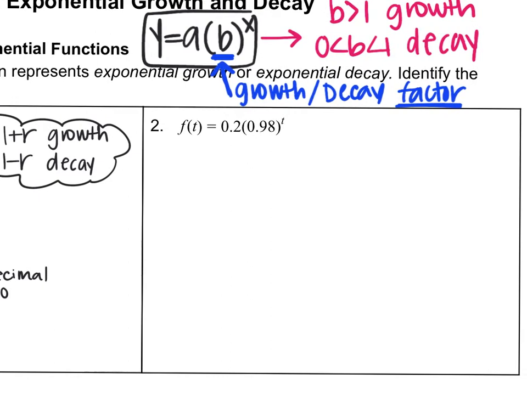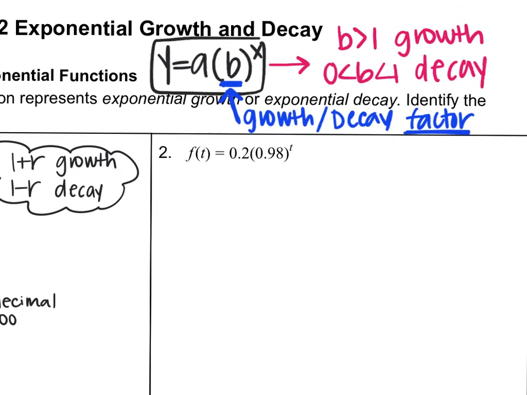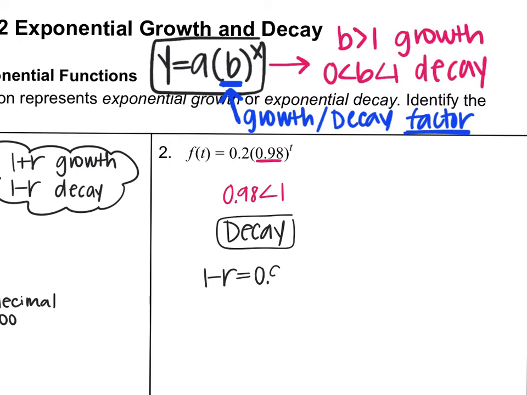I'm going to identify what is the b in my exponential function. That's 0.98. 0.98, although close to 1, is less than 1. It is between 0 and 1, so that is going to be decay. Since this is exponential decay, that means I will use 1 minus r, and I'll set 1 minus r equal to 0.98. Careful when you solve this, it's just a teeny tiny bit more involved.